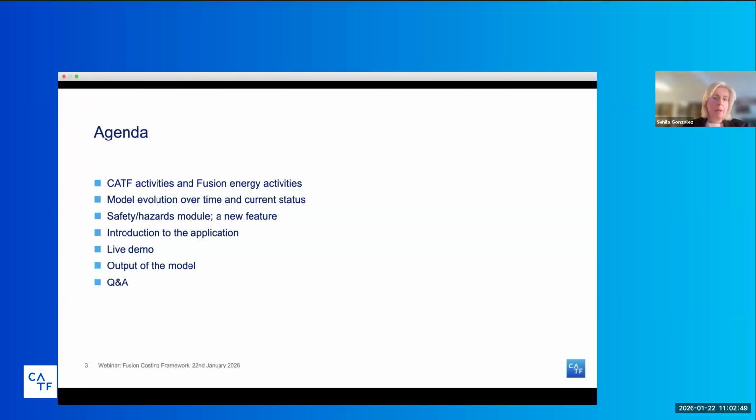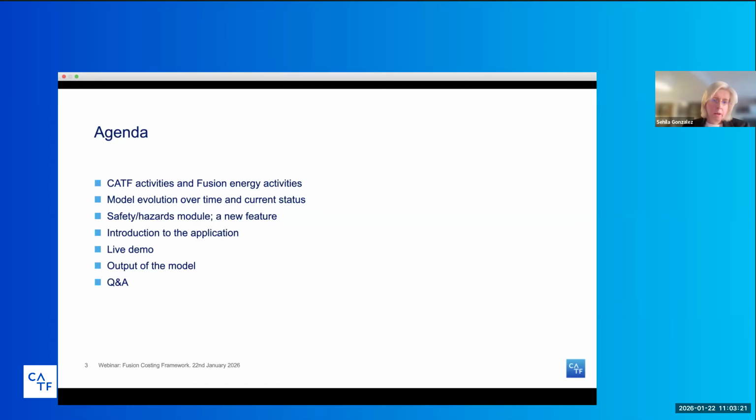With this webinar, the intention is to make it very interactive and to explain what is behind the model and how to use the model. So the first thing that we will have is an introduction to CATF and what CATF does in particular for fusion. And then I will give the floor to Simon to talk about the model, how the model was set up, and on which previous works it was built. We will put special emphasis on safety and hazard, and this will be explained by Alicia.